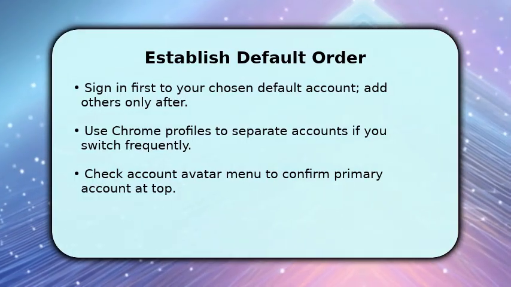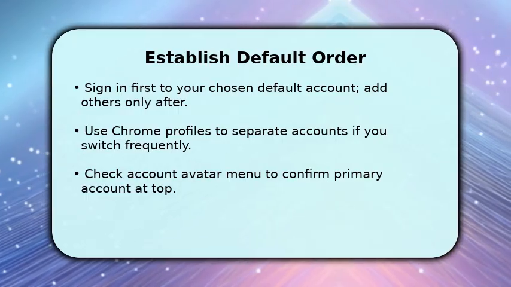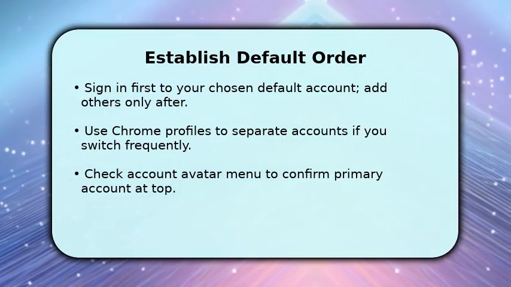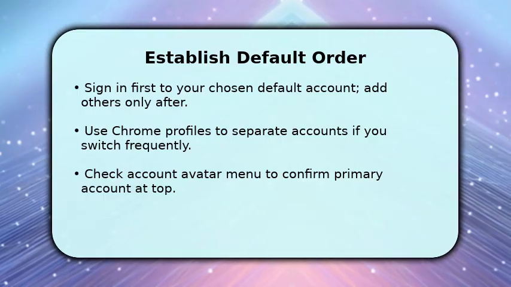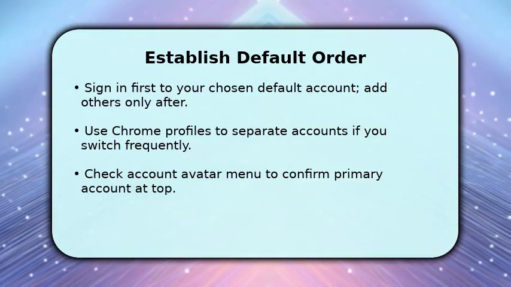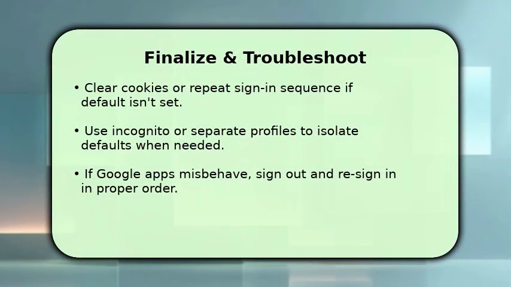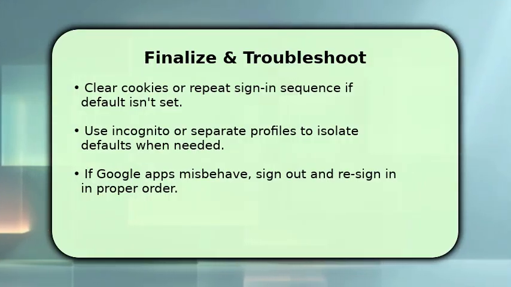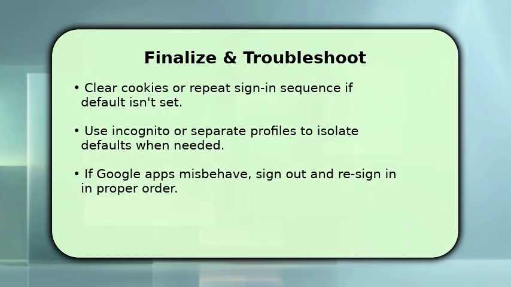After adding, verify the primary account appears at the top of the account list. This confirms Google recognized it. To finalize, test by opening Gmail or Drive in a new tab. You should land in the default account. If a different account still appears, clear cookies for accounts.google.com, or sign out and repeat the sign-in sequence starting with your preferred account.